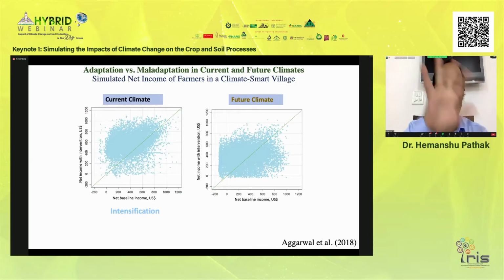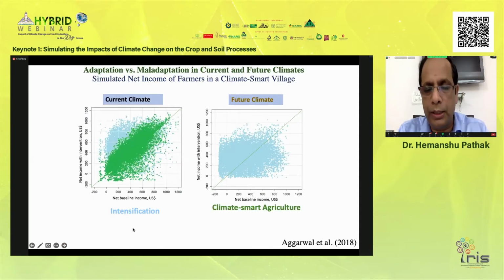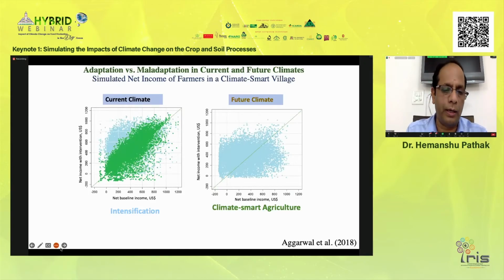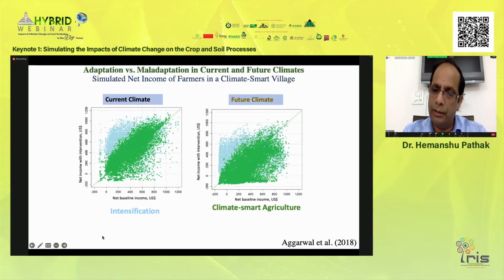For example, this is in our intensification things. In the current climate, of course, if you follow, then the benefit is going to be more. But in the future climate, you can see the lower part is having more number of dots. That means more possibilities of getting lower and lower benefit. And that is true even for climate smart agricultural practices.